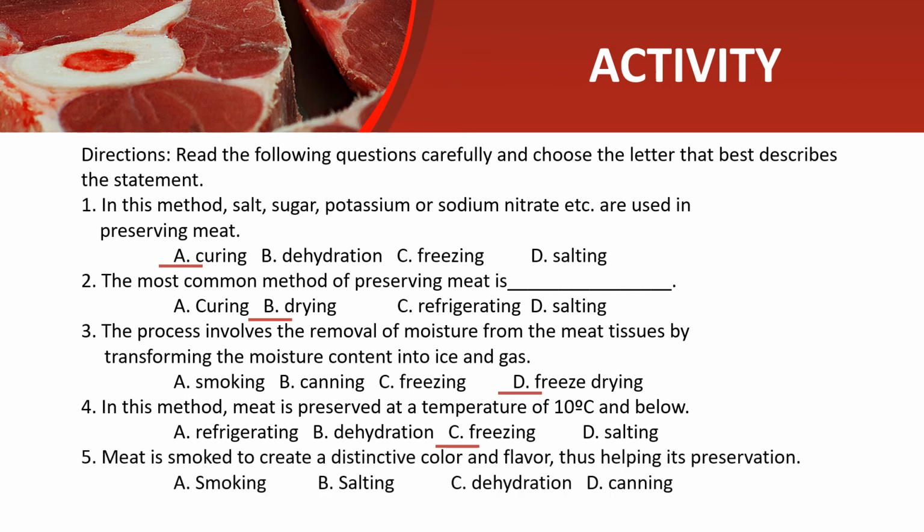Number 5. Meat is smoked to create a distinctive color and flavor, thus helping its preservation. Letter A, smoking. Letter B, salting. Letter C, dehydration. Letter D, canning. And the correct answer is letter A, smoking. You did a great job today, class.